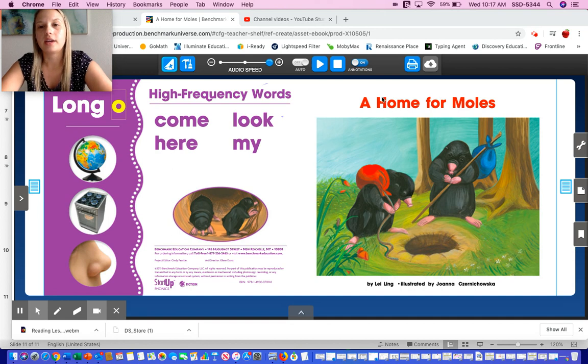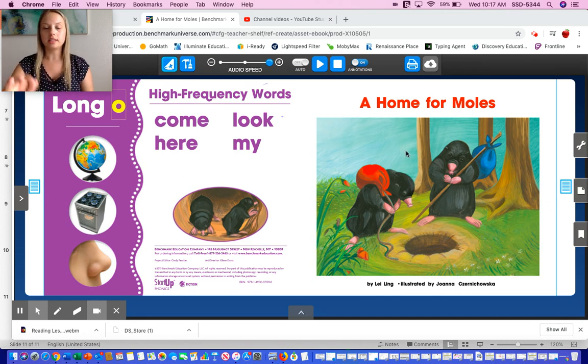Here's our title page here. Put your finger underneath the title again. A Home for Moles. And we're doing an echo read, boys and girls. By Lei Ling. Illustrated by Joanna C. Good job. Let's take a look at the illustration.